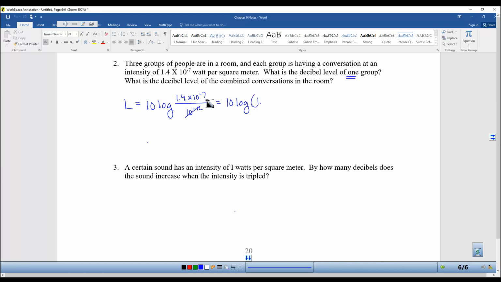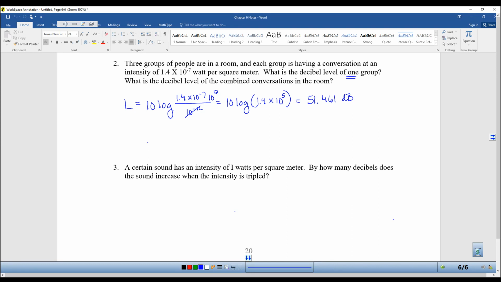If I bring this 10 to the negative 12 to the top, remember that a negative exponent in the denominator is the same as a positive exponent in the numerator. So this is really 1.4 times 10 to the positive 5. And if you type that into your calculator, you will get 51.461 decibels.